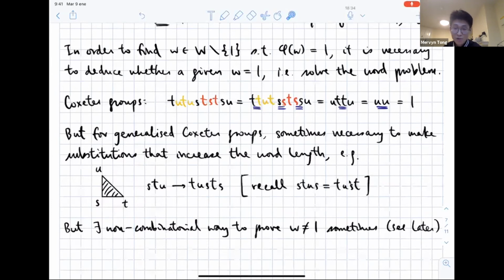But for generalized Coxeter groups, this is not true. Sometimes you do need to make substitutions that increase the word length, such as from STU to TUSTS, which means that certainly I haven't been able to solve the word problem yet, which is annoying, but sometimes there is a non-combinatorial way to prove that something is not trivial, which I will come to in a moment.